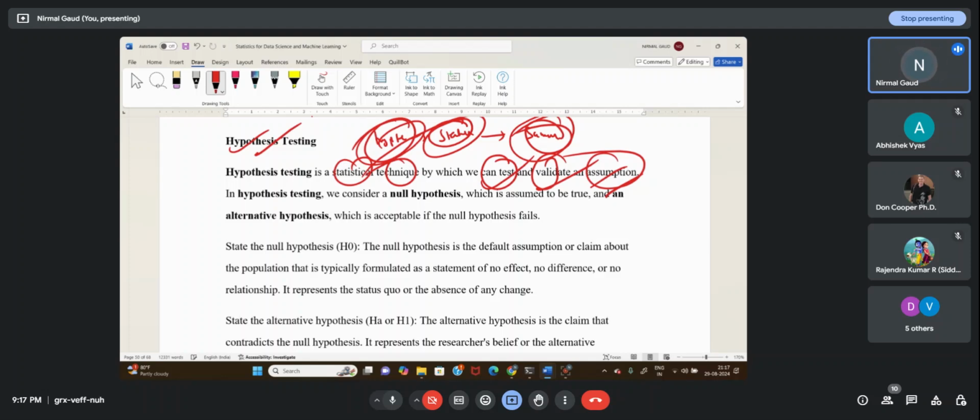Okay, so in hypothesis testing, we consider a null hypothesis, which is assumed to be true, and an alternate hypothesis, which means false. So true and false. Obviously, either the statement will be true, or the statement will be false. There is nothing like no true and no false. If the statement is true, that is the null hypothesis. If the statement is false, that is the alternate hypothesis. So you have a hypothesis, a statement. It can be null, it can be alternate.